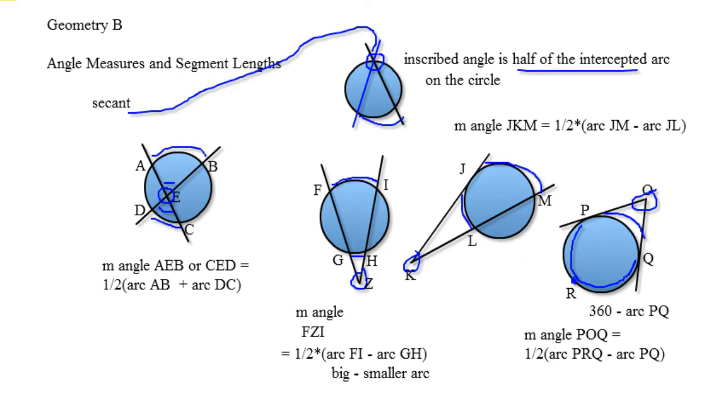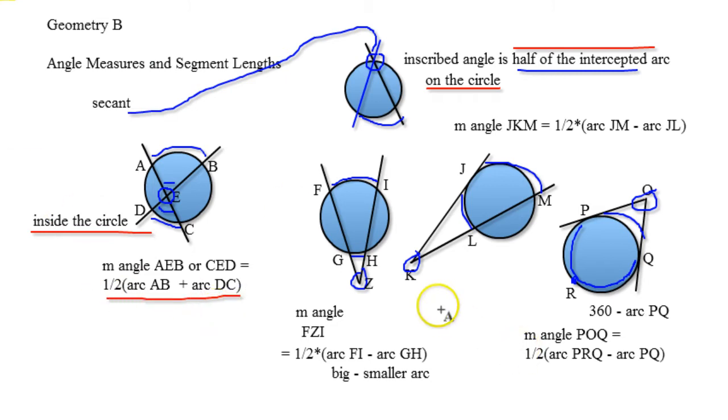Okay, so here are some really cool things to draw away from this. On the circle, the angle is half of the intercepted arc. Inside the circle, the vertex is what I'm talking about. If it's inside the circle, it's half of the sum of the two intercepted arcs.